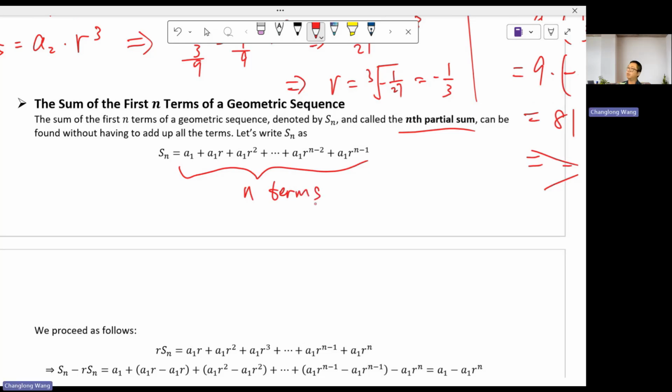Or do we actually have n minus 1 terms over here? Start from a sub 1 all the way to the last term that seems to be of the form a sub 1 times r to the n minus 1 power. Is it n terms or n minus 1 terms? It is n. All right. So see that usually we're off by 1, either n plus 1, n minus 1, or n. But in this case, it is n terms.